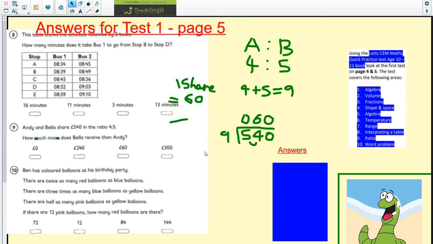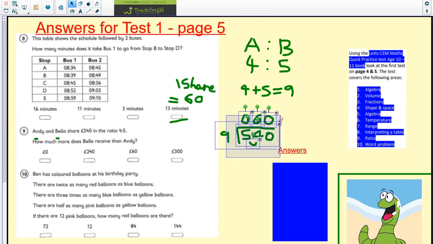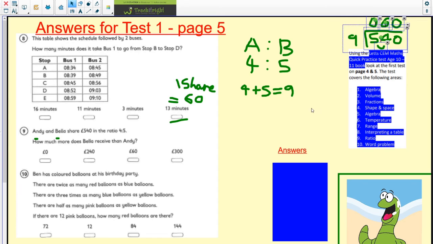Ooh. My smart logo is behaving very badly. There you go. That was my working out.